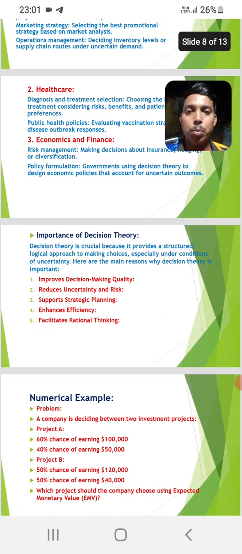Next slide, importance of decision theory. Decision theory is crucial because it provides a structured, logical approach to making choices, especially under conditions of uncertainty. Here are the main reasons why decision theory is important. First, improve decision making quality. Second, reduce uncertainty and risk. Third, enhance efficiency. Fourth, facilitate rational thinking.